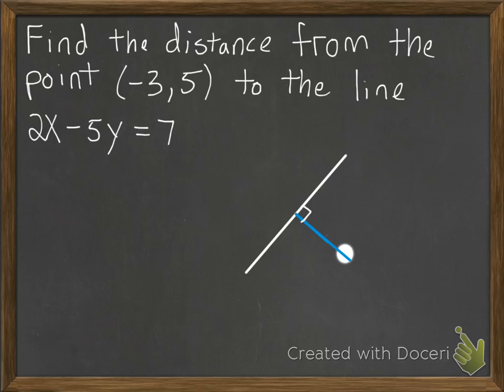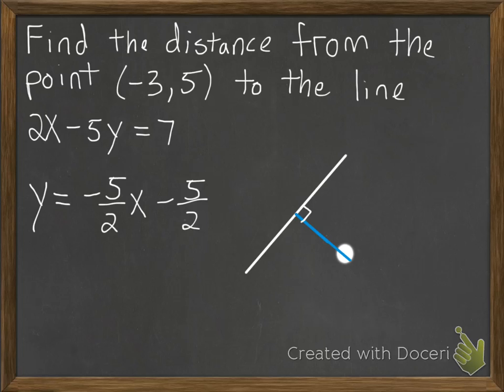And so when we found that equation of the line, which was y equals negative 5 halves x minus 5 halves, we were finding the equation of that perpendicular line. Now I've just drawn a part of that line. And we want to measure the distance from the point, the little white circle there, to the line.